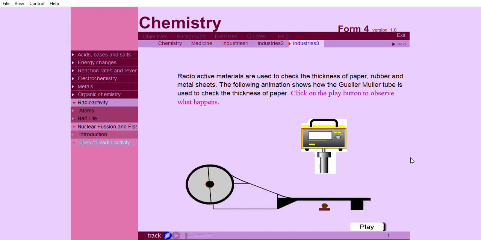Radioactive materials are used to check the thickness of paper, rubber, and metal sheets. The following animation shows how the Geiger-Muller tube is used to check the thickness of paper. Click on the play button to observe what happens.